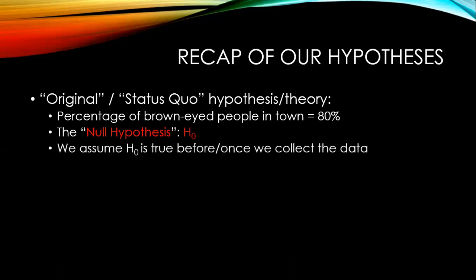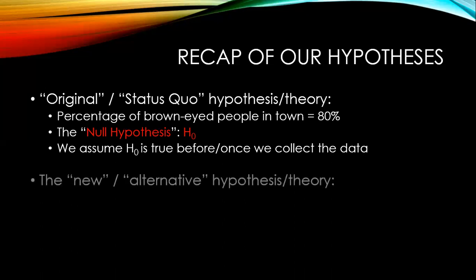Also, this is a key point. We assume that this null hypothesis, H0, and again the notation is H0 for a null hypothesis, is true before and once we collect the data. When we do the investigation, we have to assume it's true because that was the statistic that we were told to start with. So, common sense, we just have to assume that's true until our data may suggest otherwise.